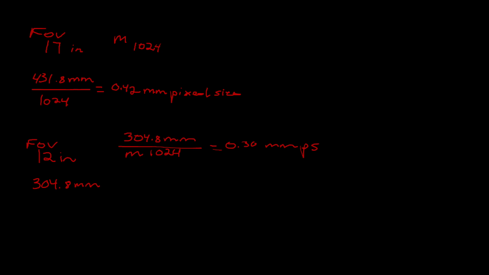Decreasing the field of view for a given matrix size will decrease the size of the pixels and increase your spatial resolution. So spatial resolution is determined by the size of the pixels and the spacing between each, which is the pitch. So if we have more pixels, that is going to increase your spatial resolution.